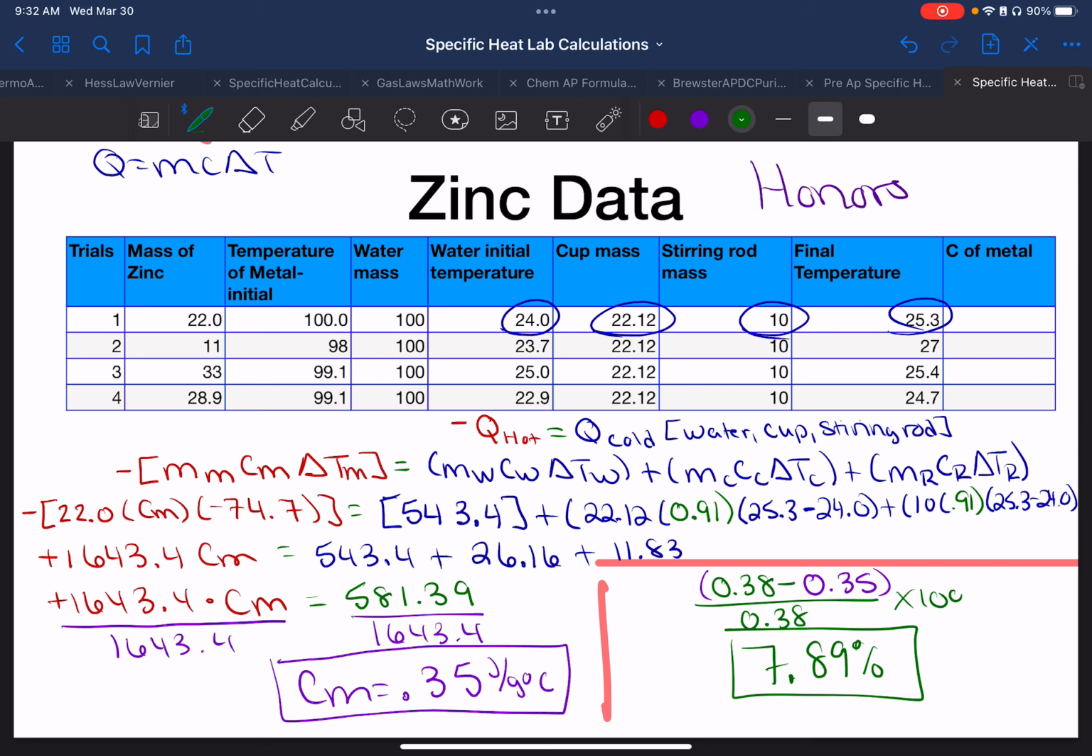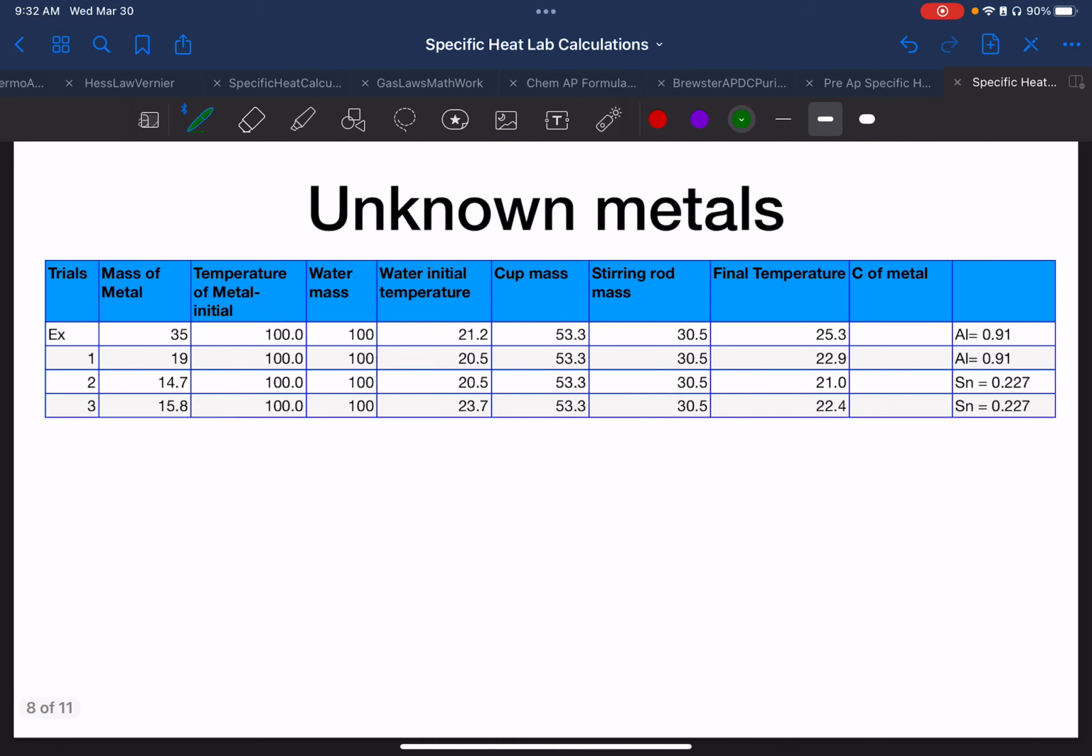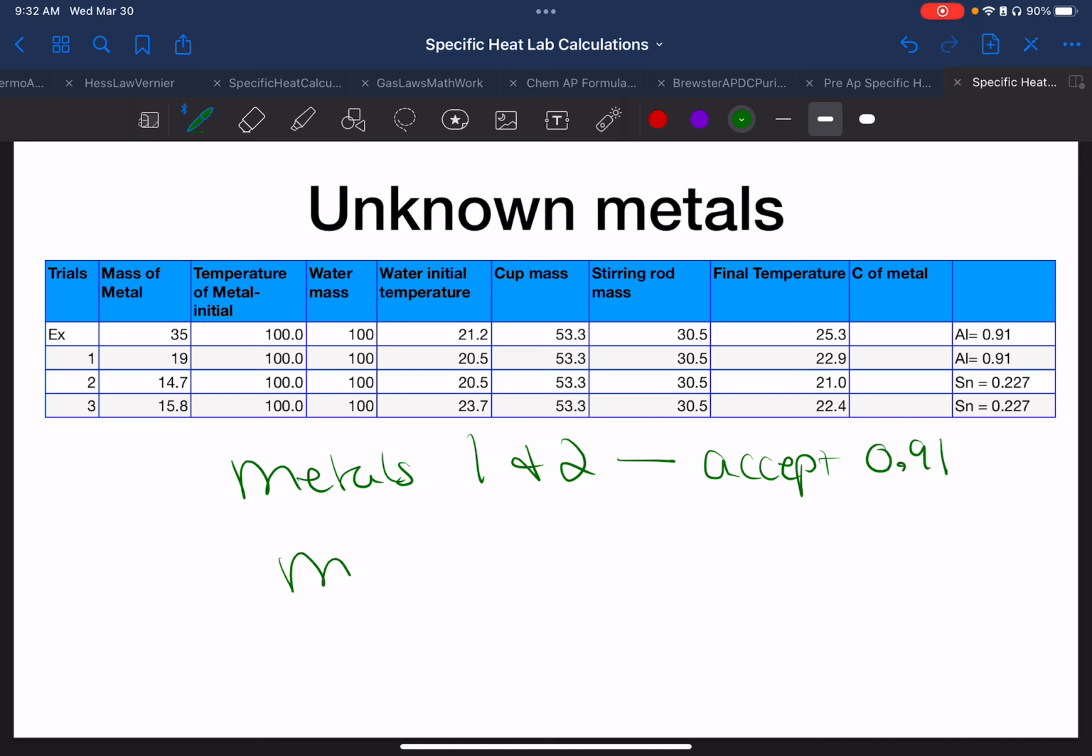All right, so you're going to do that for your zinc. And then honors, you also had your unknown metals. So I will tell you that metals 1 and 2, their accepted value is 0.91 because they were aluminum. And then metal 3 of your unknown was 10, and so that value is 0.227. And so you'll be doing the same thing with your 3 unknowns. You have 6 calculations you're responsible for as an honors, and make sure you include that on your report and turn that in.